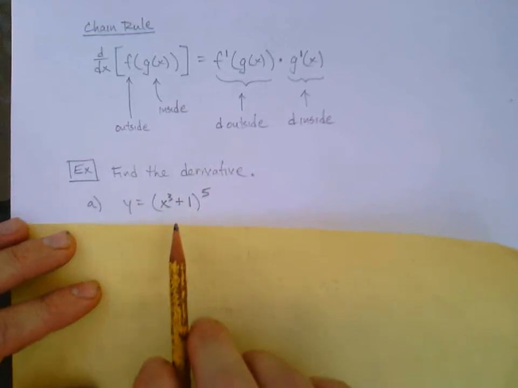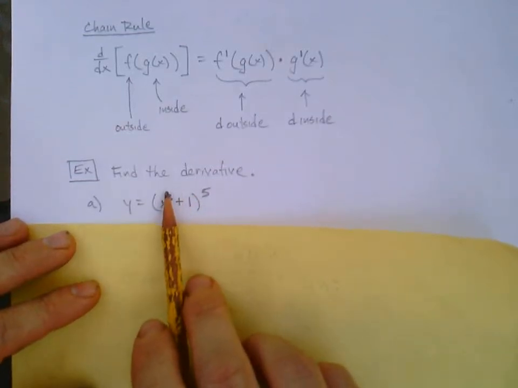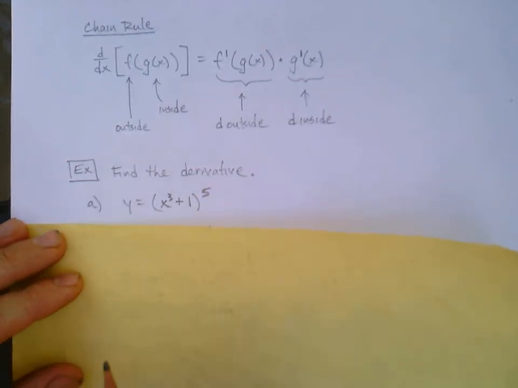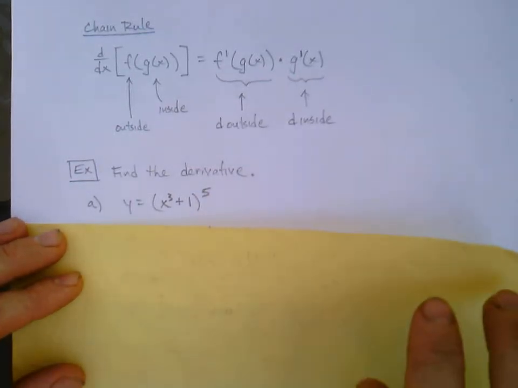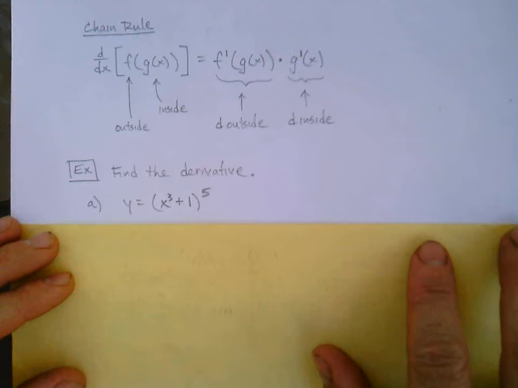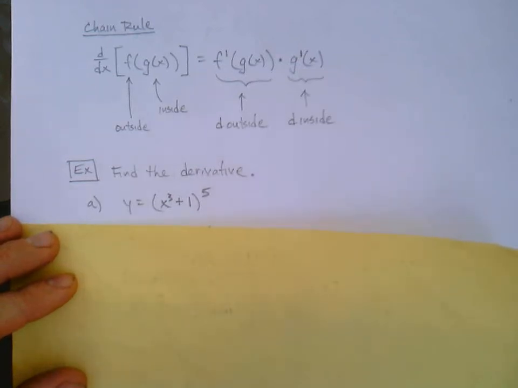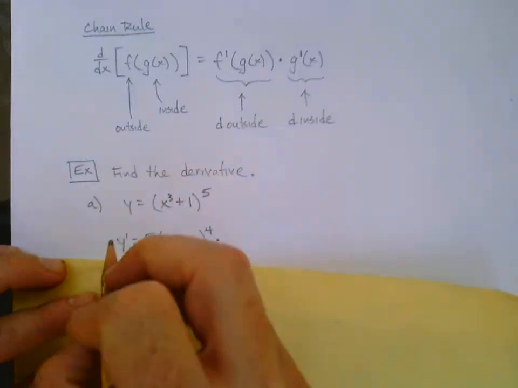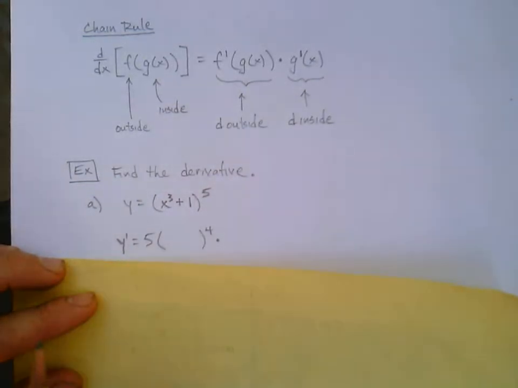Okay, so we pointed out before, we can see the inside function, and the outside is the fifth power. So I didn't write this one all the way out because it's really helpful to kind of think through it. So I've set it up though, and we'll fill this in. Okay, so y prime.